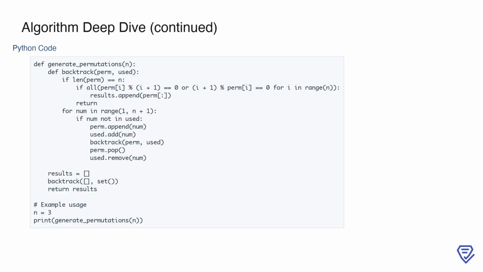After checking, we backtrack by removing the last number and marking it as unused. This ensures that all possibilities are explored systematically. The results list is returned after all valid permutations have been generated. For example, if we call the function with n equals 3, it will output all valid permutations: 1, 2, 3; 1, 3, 2; 2, 1, 3; 3, 1, 2; and 3, 2, 1. This implementation highlights the elegance of backtracking in solving combinatorial problems efficiently.